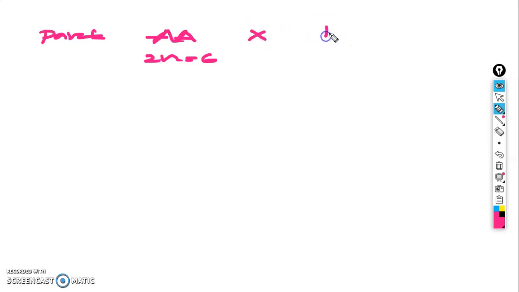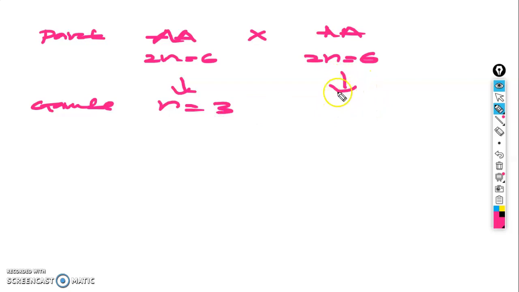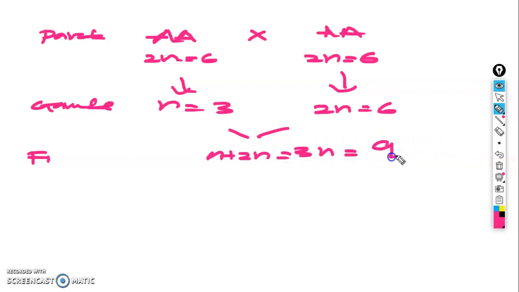Okay, for example, for autopolyploidy, we have the same species, meaning species A. The parent is species A with 2n equal to 6, meaning diploid AA, hybrid bred with species A, 2n equal to 6, and produce gametes. One produces a gamete with n equal to 3, and the other undergoes non-disjunction and produces a gamete with 2n equal to 6. They produce F1 progenies which have n plus 2n equal to 3n, which is 9 chromosomes.